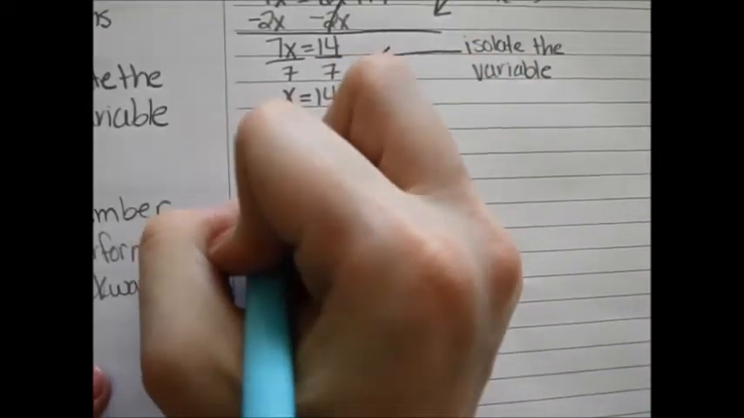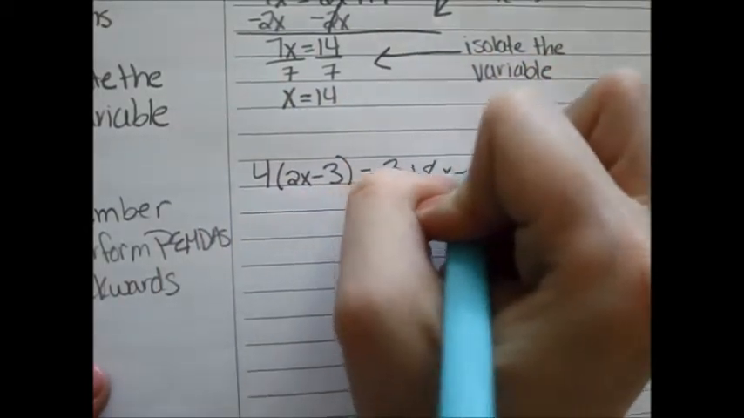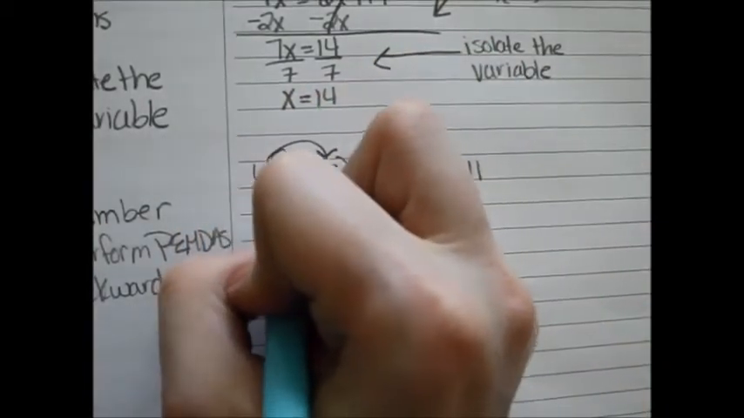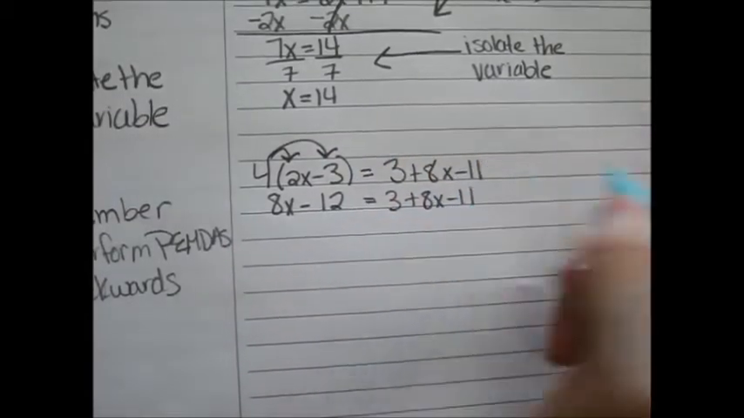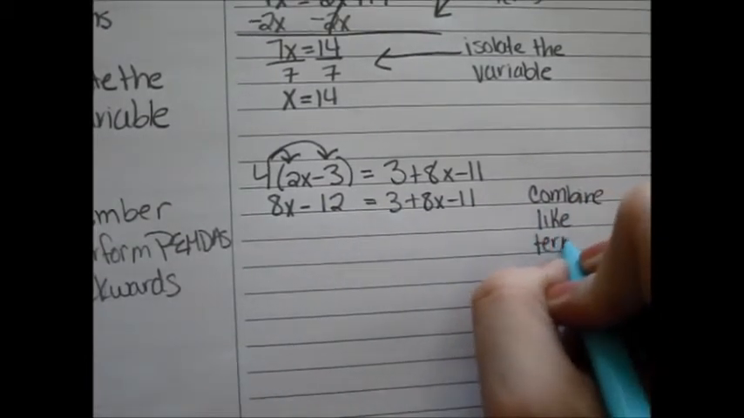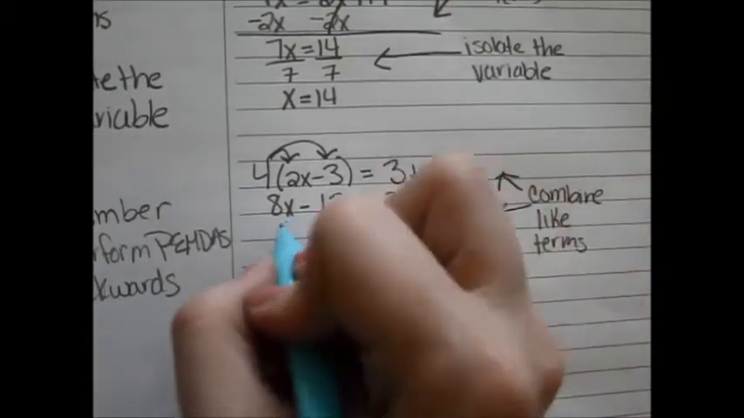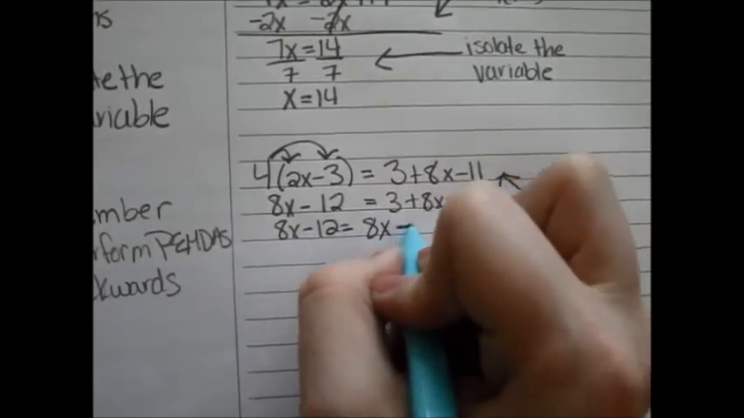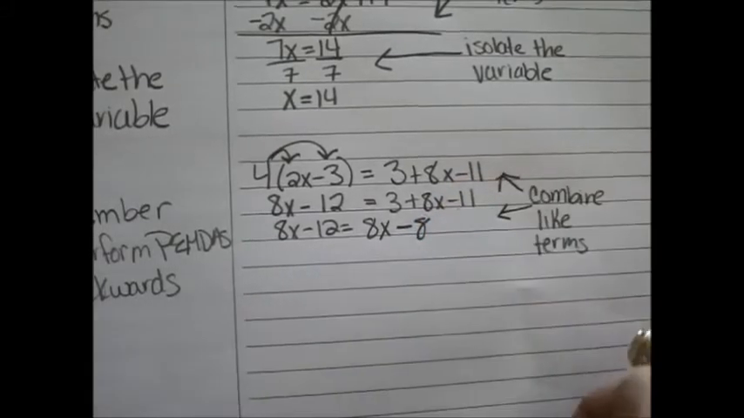All right, let's do our second example. 4 times 2x minus 3 equals 3 plus 8x minus 11. So I'm going to combine like terms by first doing the distributive property. So I get 8x minus 12 equals 3 plus 8x minus 11. I'm going to continue combining like terms by combining my numbers on the right-hand side, the 3 and the 11. So when I combine 3 and negative 11, I end up with negative 8. So I rewrite my whole equation again. 8x minus 12 equals 8x minus 8.